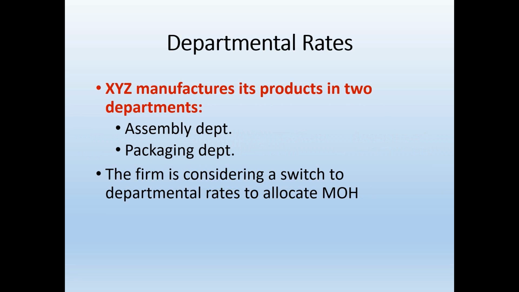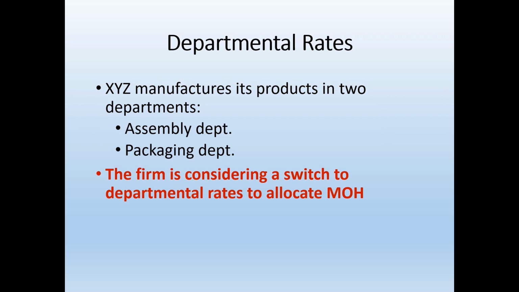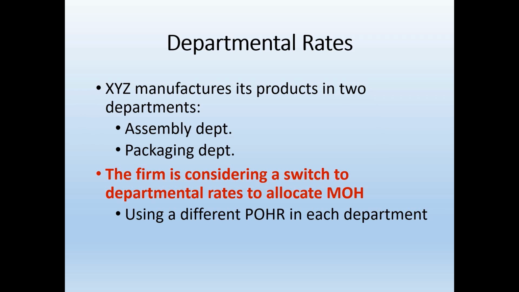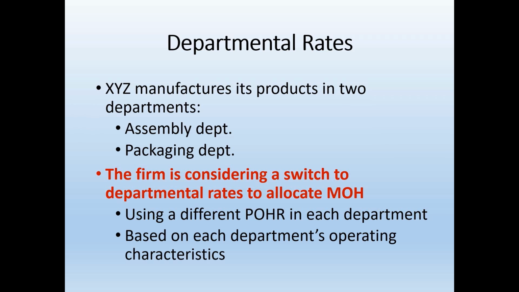The firm makes its products in two departments, and it knows that what goes on in the assembly department is very different from what goes on in the packaging department. So the firm is considering a switch to departmental rates to allocate its overhead. That means that the firm would separate its total overhead into the part that belongs to the assembly department and the part that belongs to the packaging department, and compute a different predetermined overhead rate for each department.